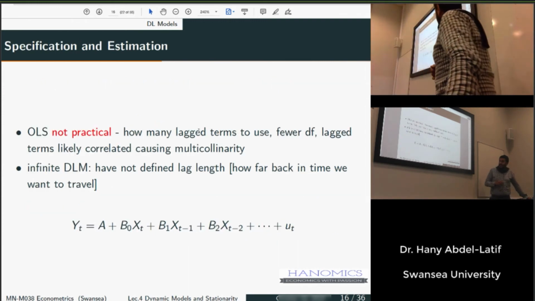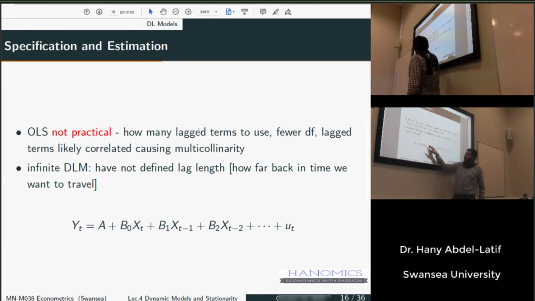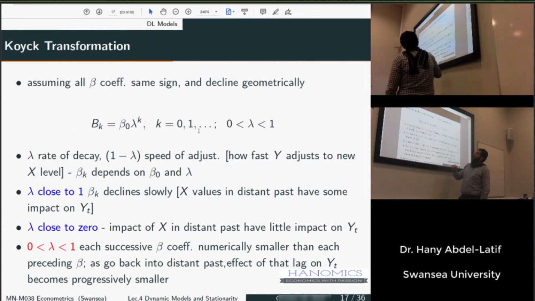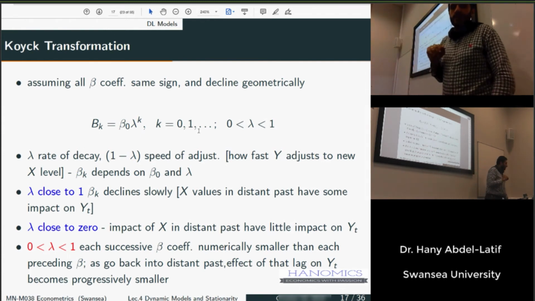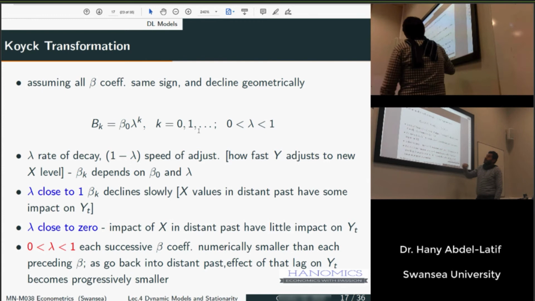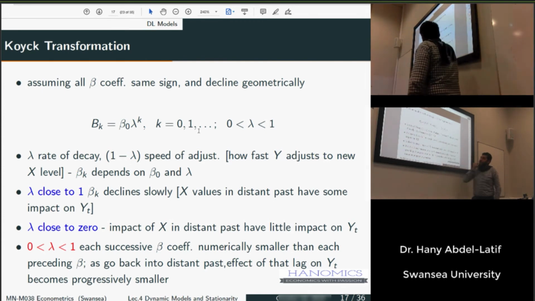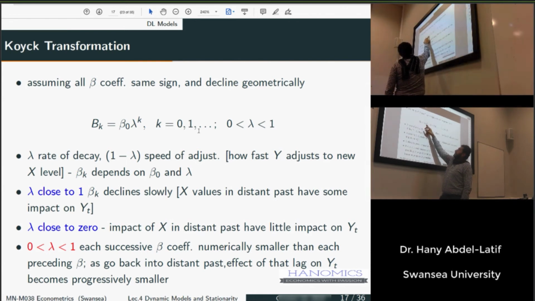So what it does, assuming that these betas have the same sign and they decline as you go back in time, that means the effect of this on yt is smaller than this, smaller than this, and smaller than this, and so on. So you could actually convert this in that way. If they have the same sign, as we said, and they decline geometrically, then beta k could be equal to beta naught times lambda.